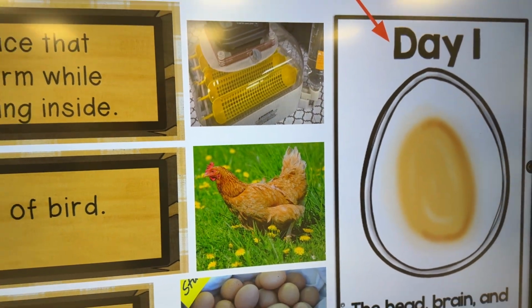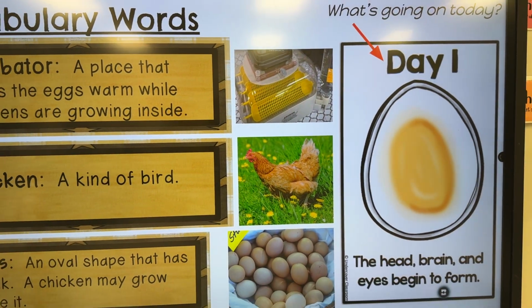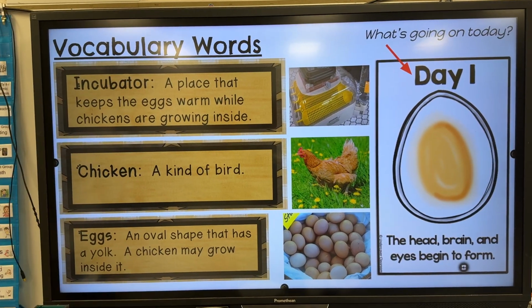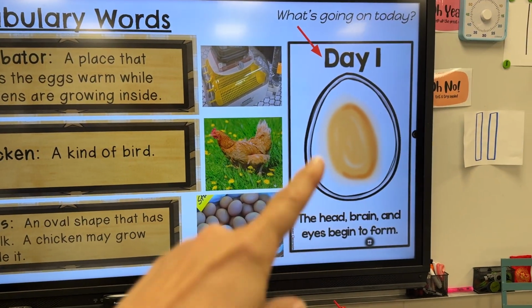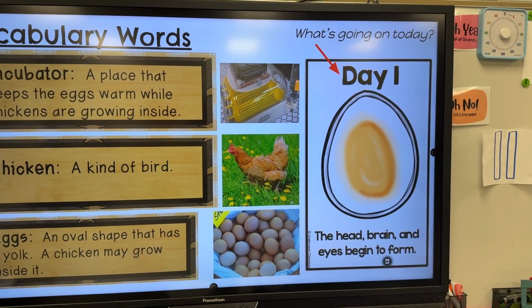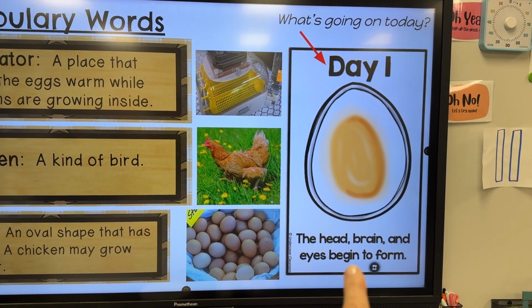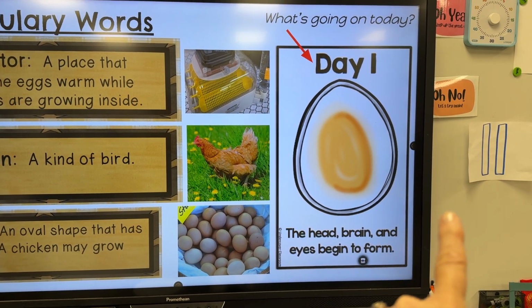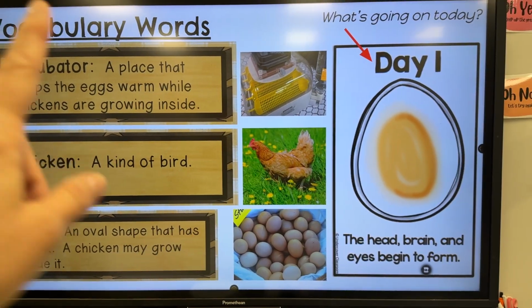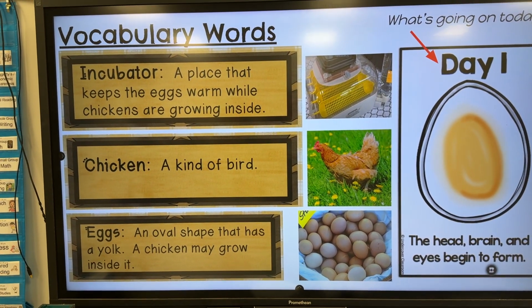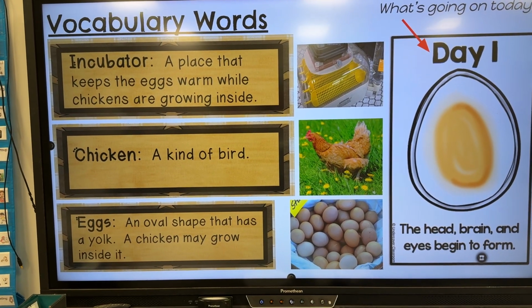So what we're going to do is start at the very beginning of what we started learning. Every day you have been learning new vocabulary words and what the embryo looks like on the inside of the egg, and what is developing. On day one, the head, brains, and eyes began to form. You had these three vocabulary words to use in your writing: incubator, chicken, eggs.